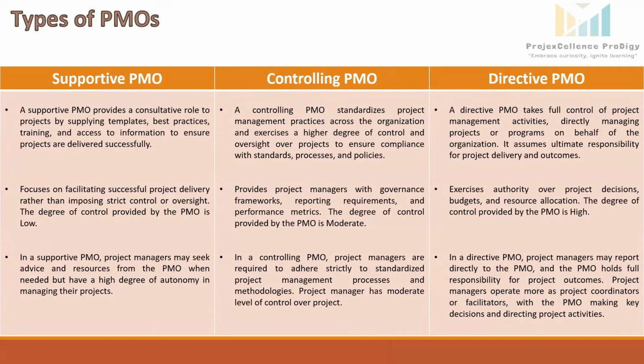Next is Directive PMO. A Directive PMO takes full control of project management activities, directly managing projects or programs on behalf of the organization. It assumes ultimate responsibility for project delivery and outcomes. So the PMO directly manages and controls the projects by assigning the project managers and taking full responsibility for the project outcomes. It exercises authority over project decisions, budgets, and resource allocation. The degree of control provided by the PMO is very high.